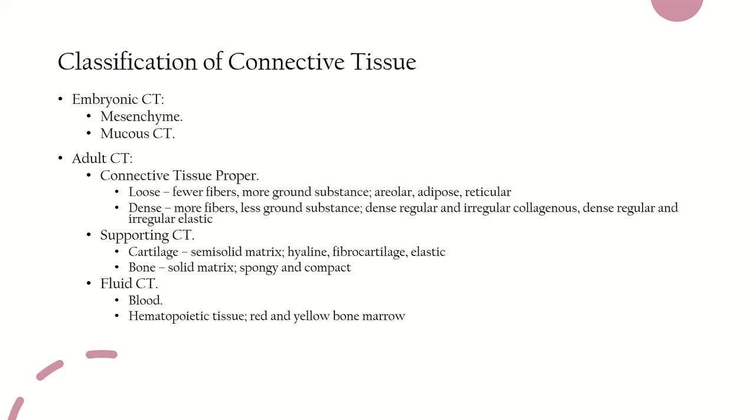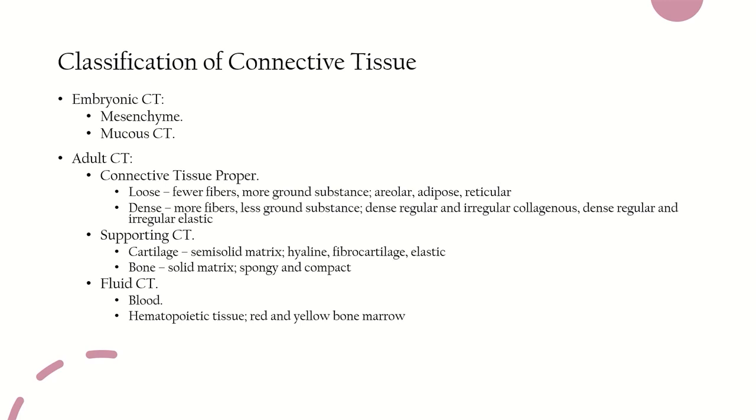So moving on, when we talk about the classification of connective tissue, there's embryonic connective tissue, where there's the mesenchyme stem cell, and then of course there's mucous connective tissue. These are connective tissues found in the embryo, right? So embryonic connective tissue has two forms.